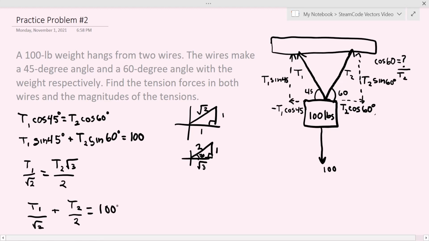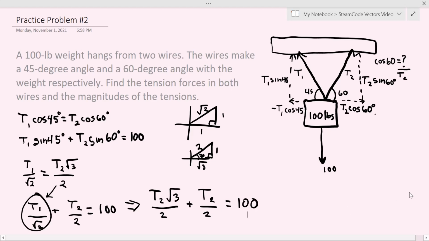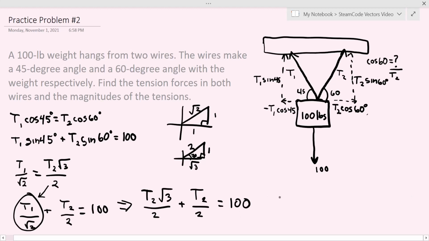Now let's solve for T1 and T2 respectively. So we already know that T1 over root 2 is equal to T2 root 3 over 2. So let's replace that value for this. So let's rewrite that equation. That becomes T sub 2 root 3 over 2 plus T sub 2 over 2 is equal to 100. Now multiply both sides by 2. That becomes T sub 2 root 3 plus T sub 2 is equal to 200. Now let's factor out a T sub 2. It becomes T sub 2 times root 3 plus 1 is equal to 200.